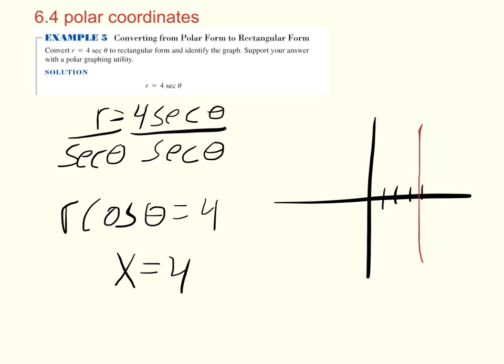I kind of missed 4, but you get the gist. That's all there is to that problem.